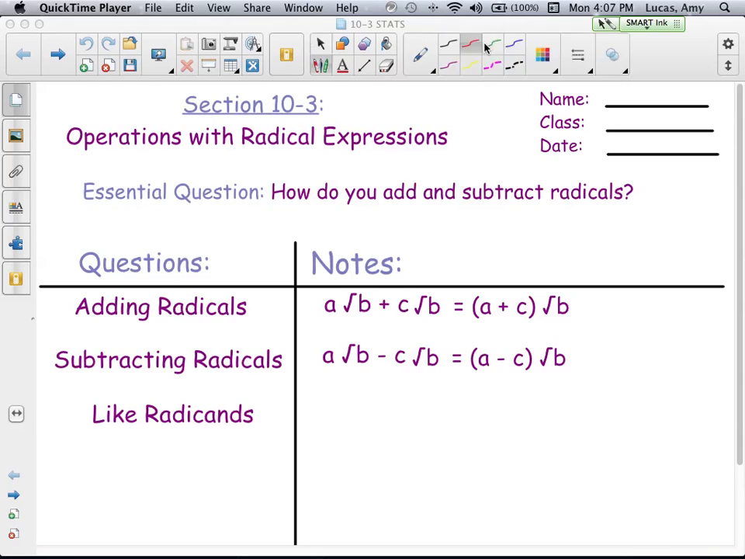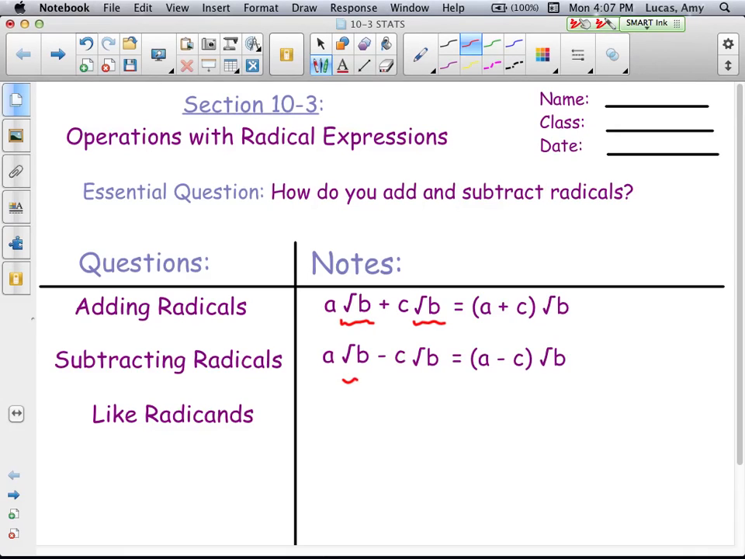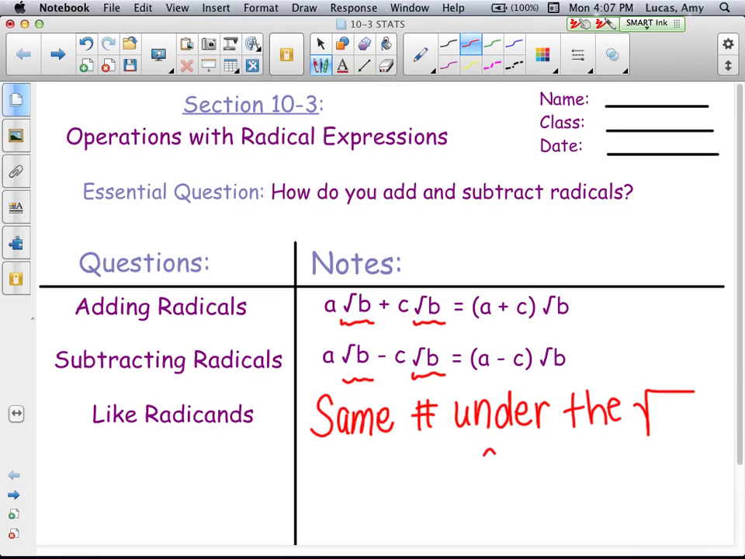What I want to point out to you is that the radical part that you see right here is the same. So when you're adding and subtracting radicals, as long as they have like radicands, so the same number under the square root symbol, you can add or subtract them by either adding or subtracting the numbers that are in front of the radical. The radical piece does not change.